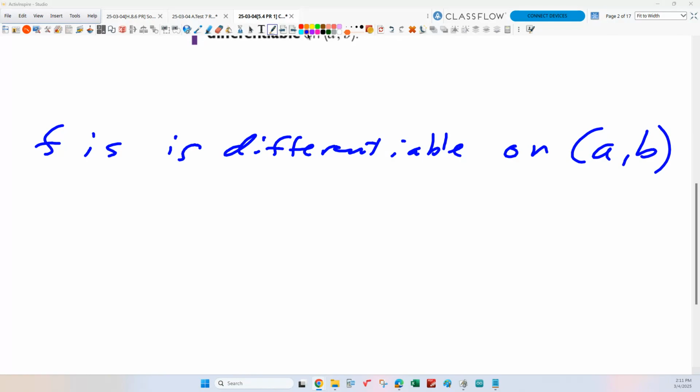Say it again. It exists every place, and so it'd have to be continuous, right? What are places where a function would not be differentiable? Differentiable just means I'm able to take the derivative every place, so it means the derivative exists everywhere, right?